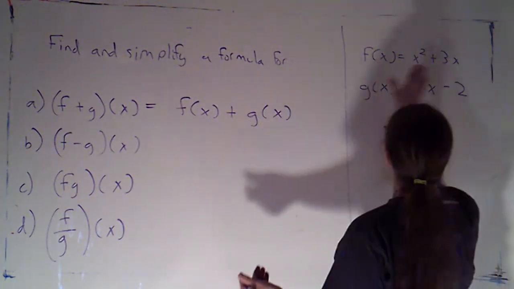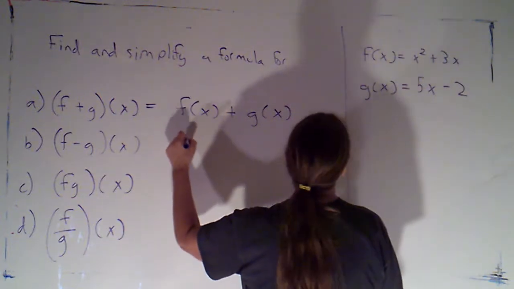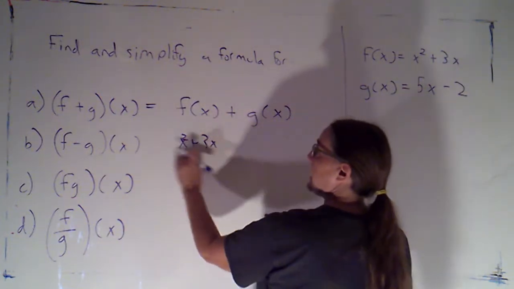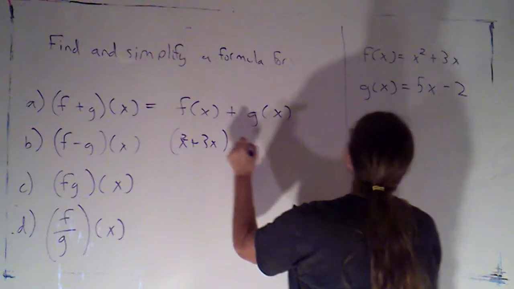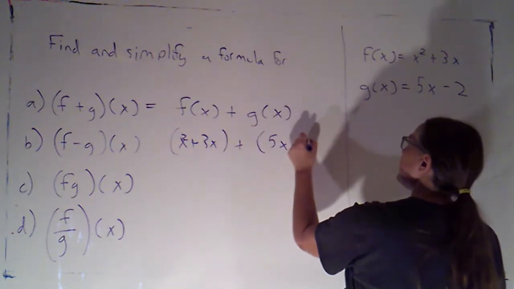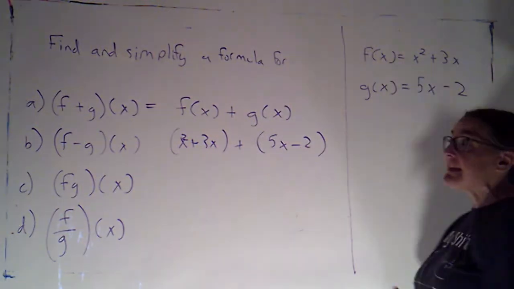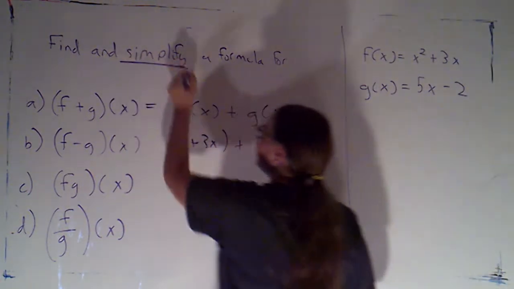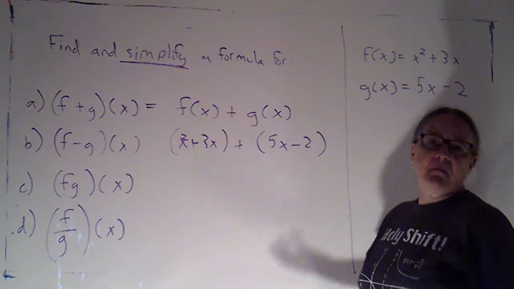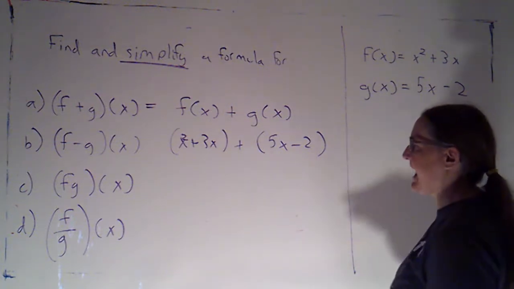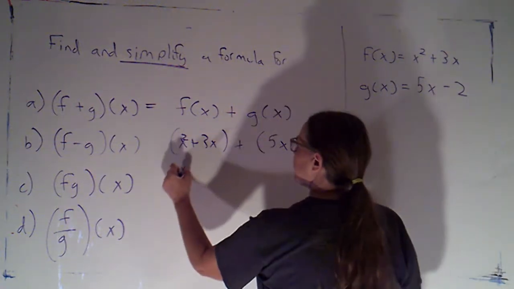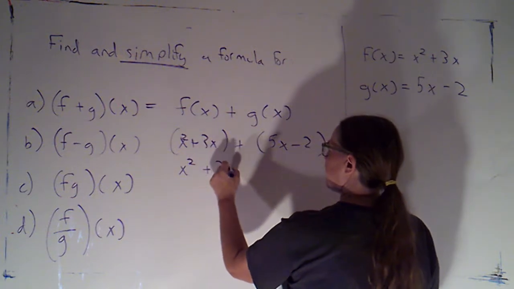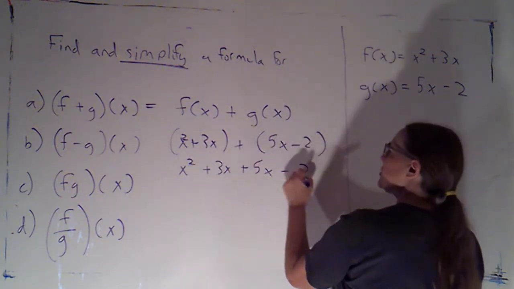And all I'm going to do is write down the formulas. So that's x squared plus 3x, my f of x, plus g of x, which is 5x minus 2. That is a formula for f plus g of x. Now, I asked you to simplify it. That means do as much of the arithmetic as you can. So here, we've got x squared plus 3x plus 5x minus 2.